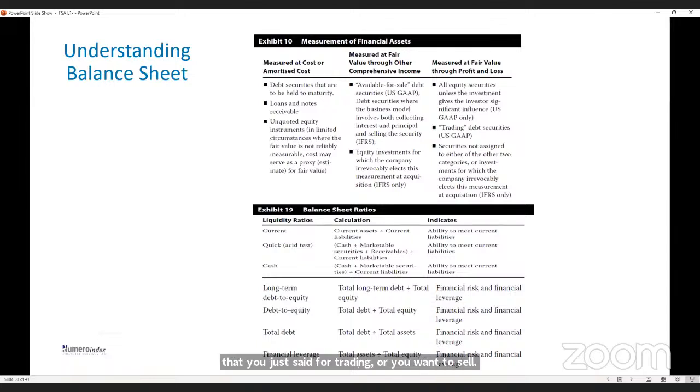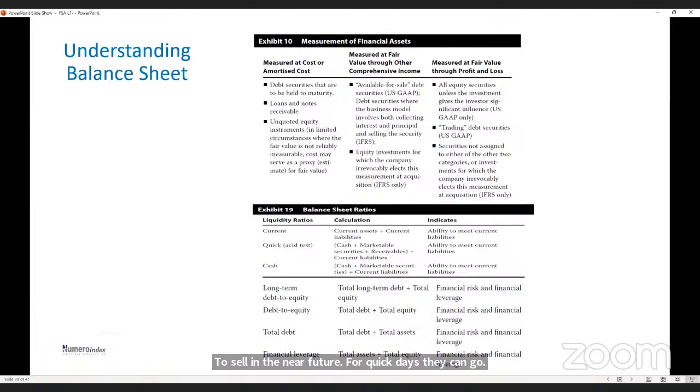But look at that, sir. He said securities not assigned to either of the two categories or investment for which the company irrevocably elect as this. So if you have not elected as OCI or amortized cost, it comes in. Any equity investment that you just say you are holding to sell in the near future for quick gains, they come there. And that's it.